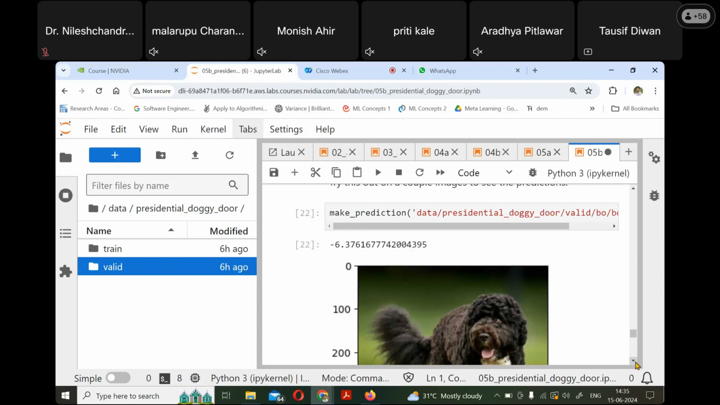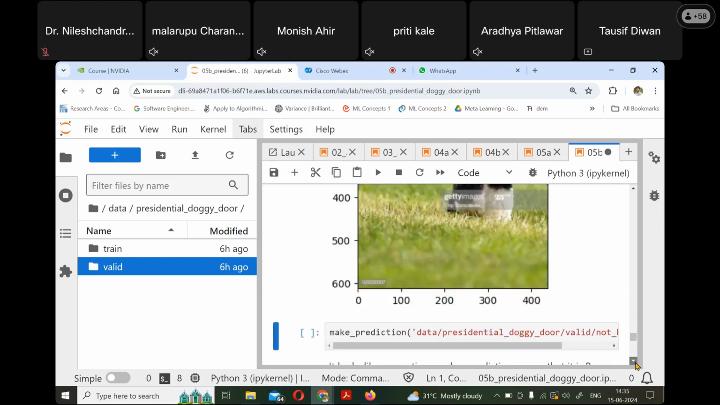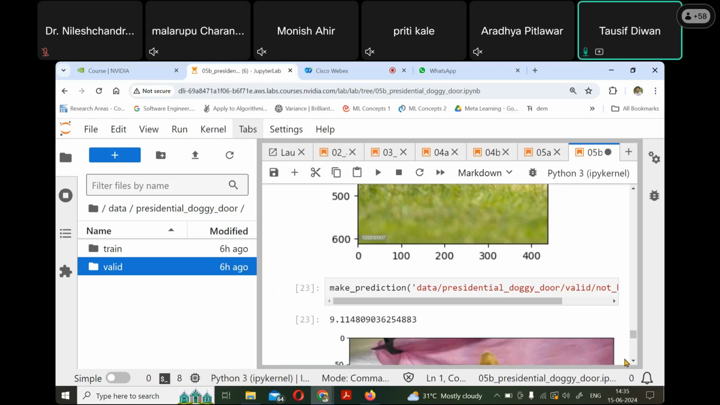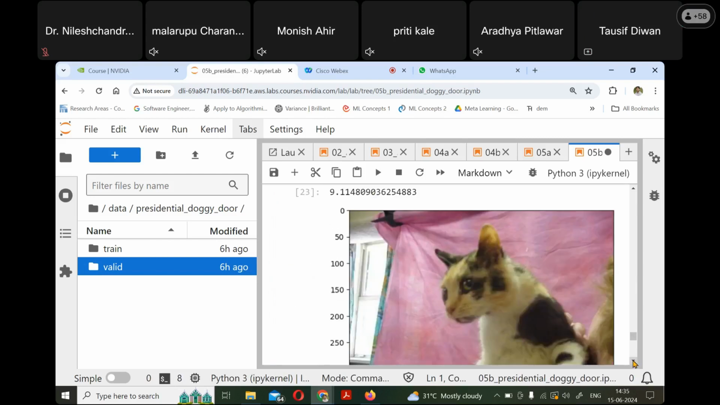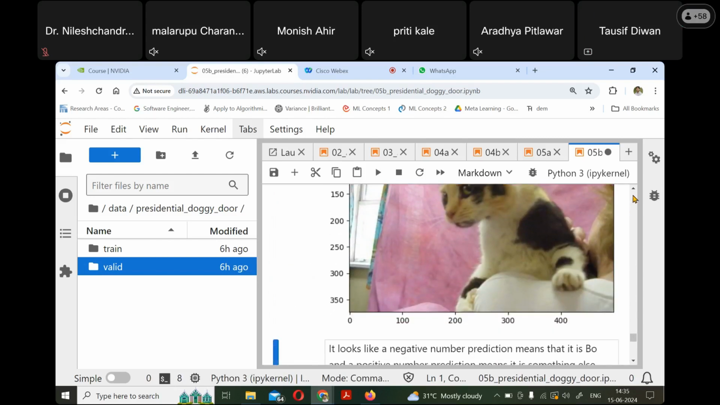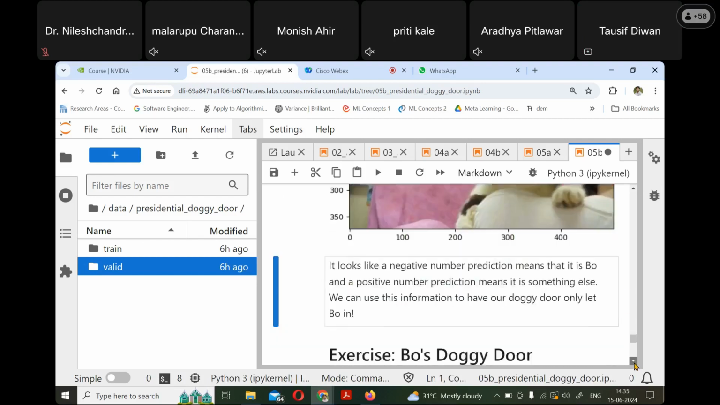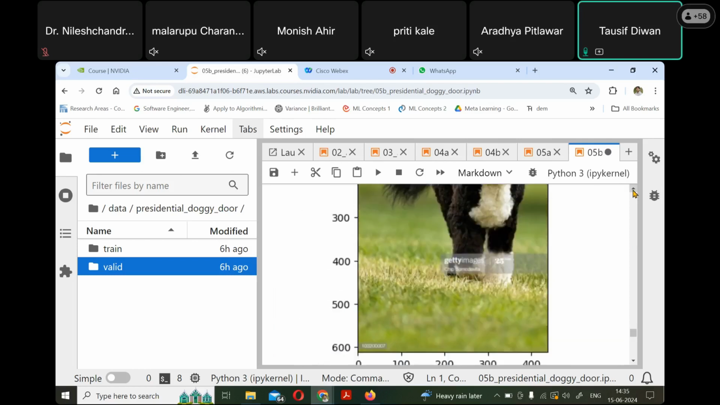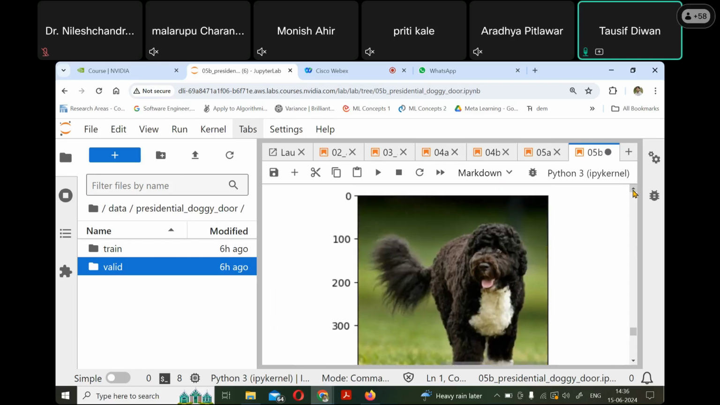Fine. So if it is negative, then, and this is positive. A negative number is predicting that it is a bow, and a positive number is predicting that it is something else, and a negative number specifically indicates the presidential doggy door.